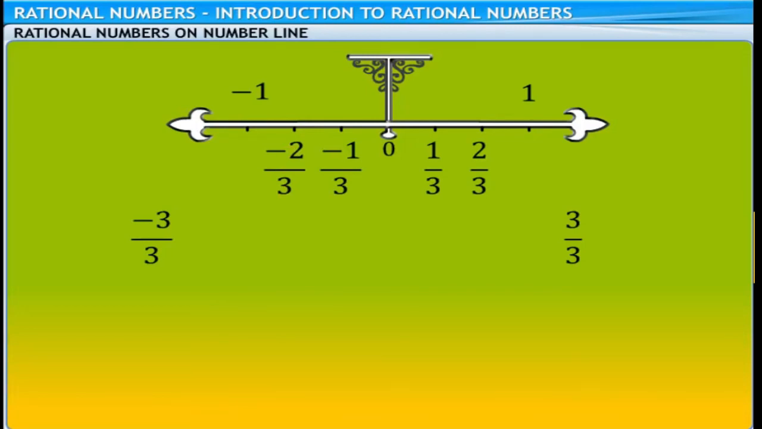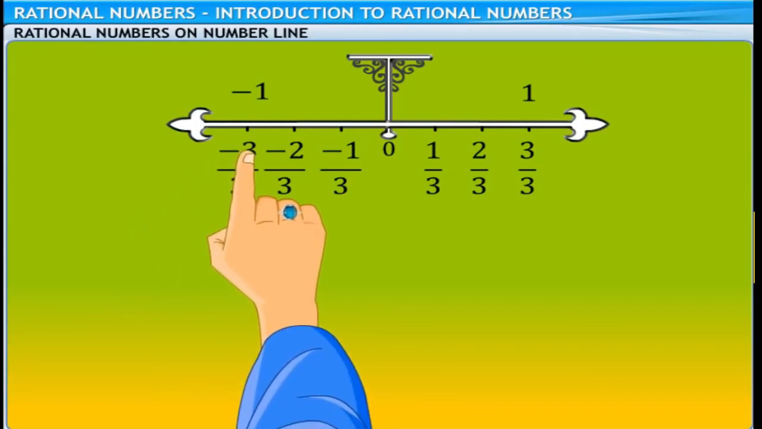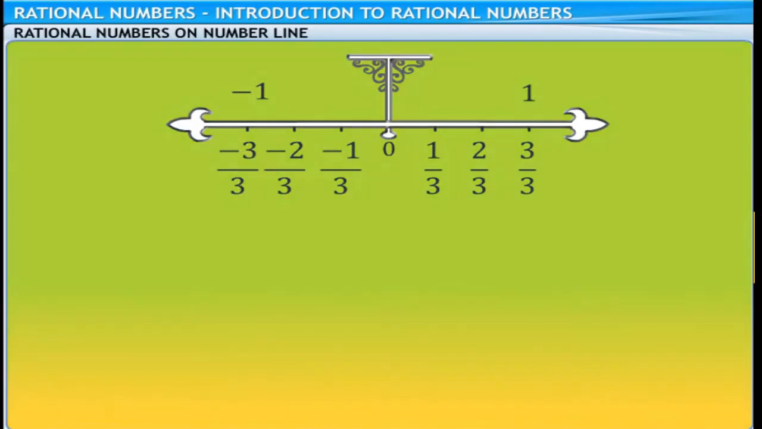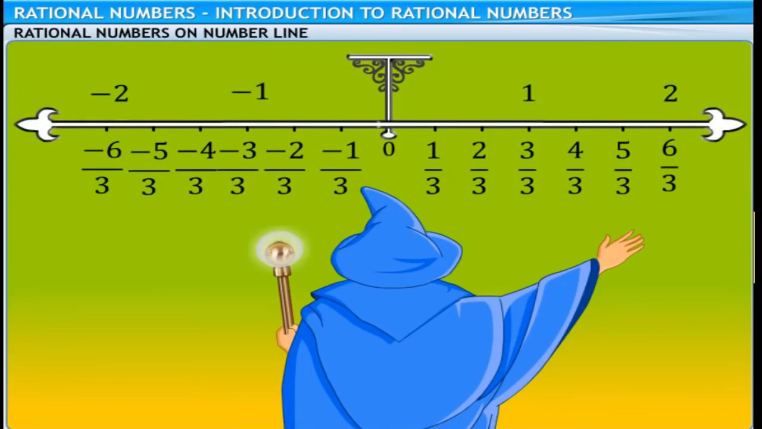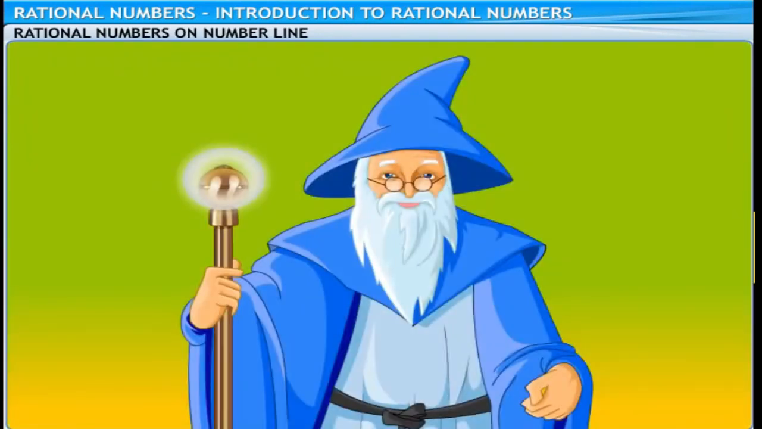The rational number 3 divided by 3 actually just represents the number 1. Thus, it occupies the same place as the positive integer 1 on the number line. Similarly, the rational number -3 divided by 3 actually represents the number -1. Thus, it occupies the same place as the negative integer -1 on the number line. Similarly, you can mark more rational numbers on the number line. Draw your own number line and practice.